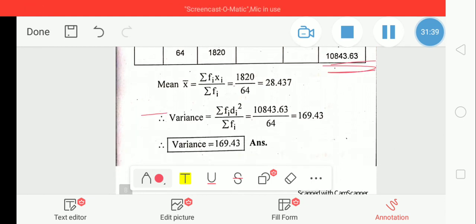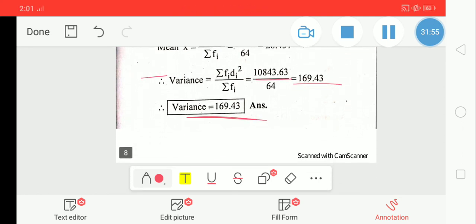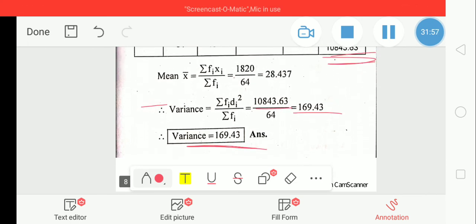So variance is equal to summation of fi di square divided by summation of fi, that is 10,843.63 divided by 64, so that gives 169.43. Variance is 169.43. Now we stop here. In the next lecture we will solve more sums of variance and standard deviation.